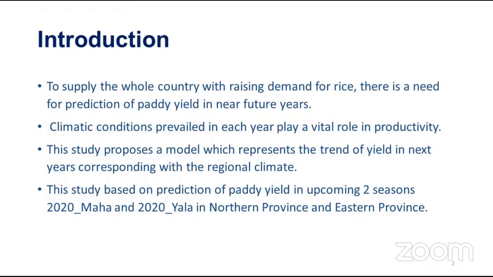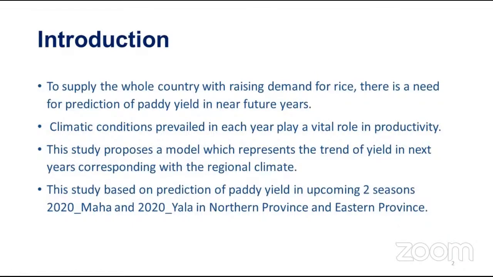Sri Lankan farmers face several hazards due to biotic and abiotic stresses, and among them, unpredicted climate change is crucial. Every year, a large amount of rice production is affected due to floods, high temperature, wind speed, and several other weather elements. To supply the whole country with rising demand for rice, there is a need for prediction of paddy yield in the near future years. This study proposes a model which represents the trend of yield in the next years corresponding with the regional climate.